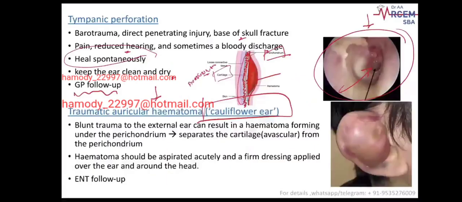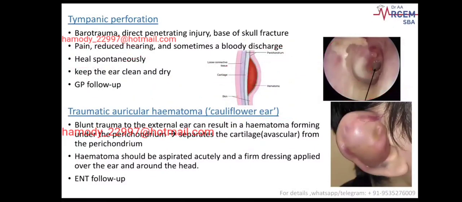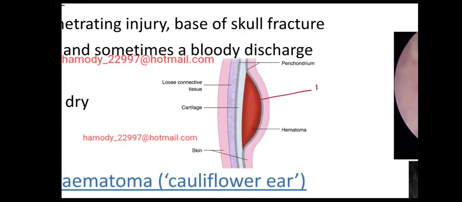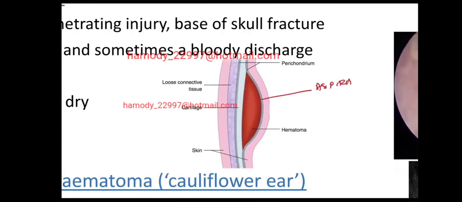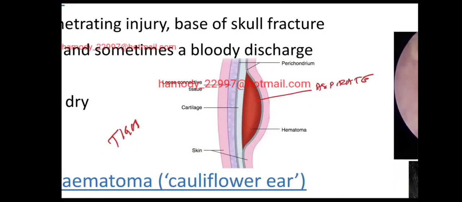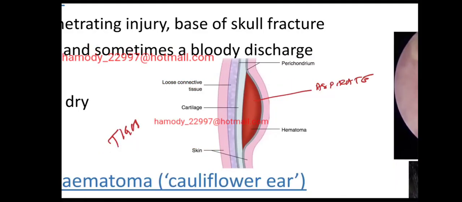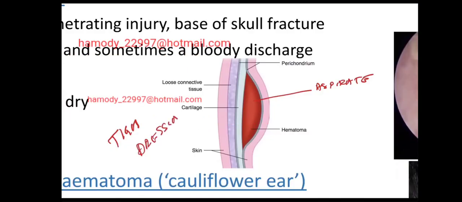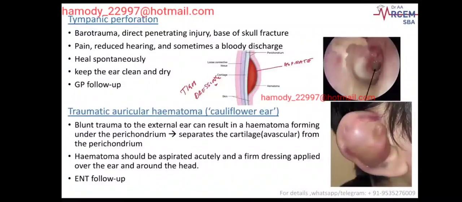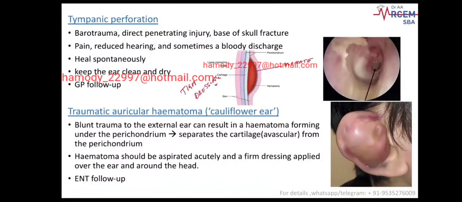So what needs to be done in these circumstances? Or how do we treat a traumatic auricular hematoma or cauliflower ear? Put a needle here and do an aspirate. After doing an aspirate, a tight dressing needs to be done over the ear, because if you just leave it as such, it will rebleed again. So tight dressing is important. Once you're done with the tight dressing, then you will ask them to follow up with the ENT specialist. That is important. That's how you will be managing this patient.